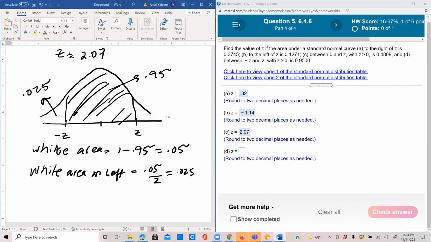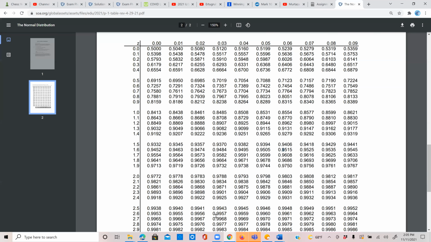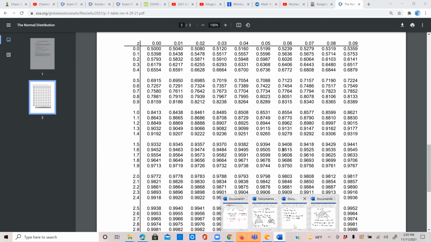And the reason why we calculated this is because we need area all the way to the left of z. So now we can see from the figure that the area all the way on the left of z is this one plus this white area. So area on left of z is equal to 0.95 plus 0.025 equals 0.975. So now this is the area we'll look in the table, and that will give us the z. 0.9750, so that's 1.96. So z is 1.96.